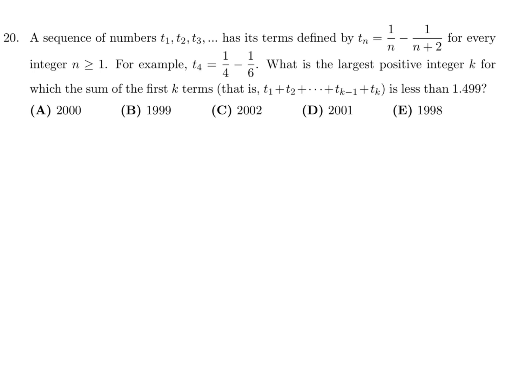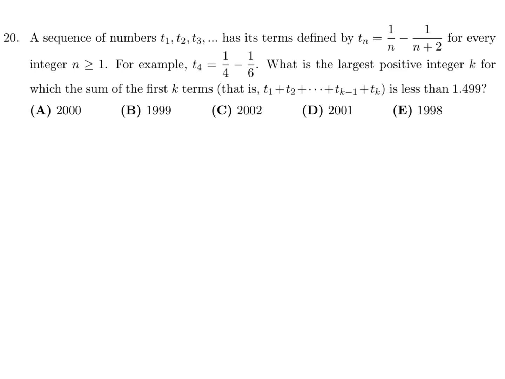A sequence of numbers T1, T2, T3, and so on has terms defined by Tn equals 1 over n minus 1 over n plus 2 for every integer n greater than or equal to 1. For example, T4 is 1 over 4 minus 1 over 6. What is the largest positive integer k for which the sum of the first k terms is less than 1.499?